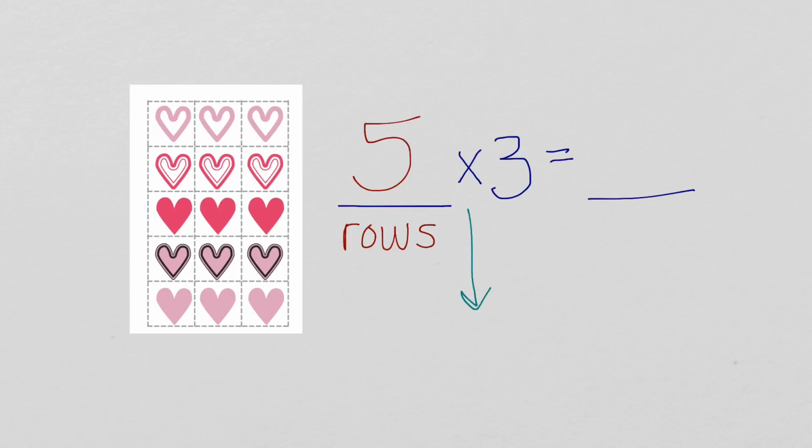Do you remember what this means? We have 5 rows of 3 hearts. And now we're looking for the total amount of hearts. So 5 rows of 3. Let's skip count together. Say it out loud, please. Great. Did you say 15? We have a total of 15 hearts.